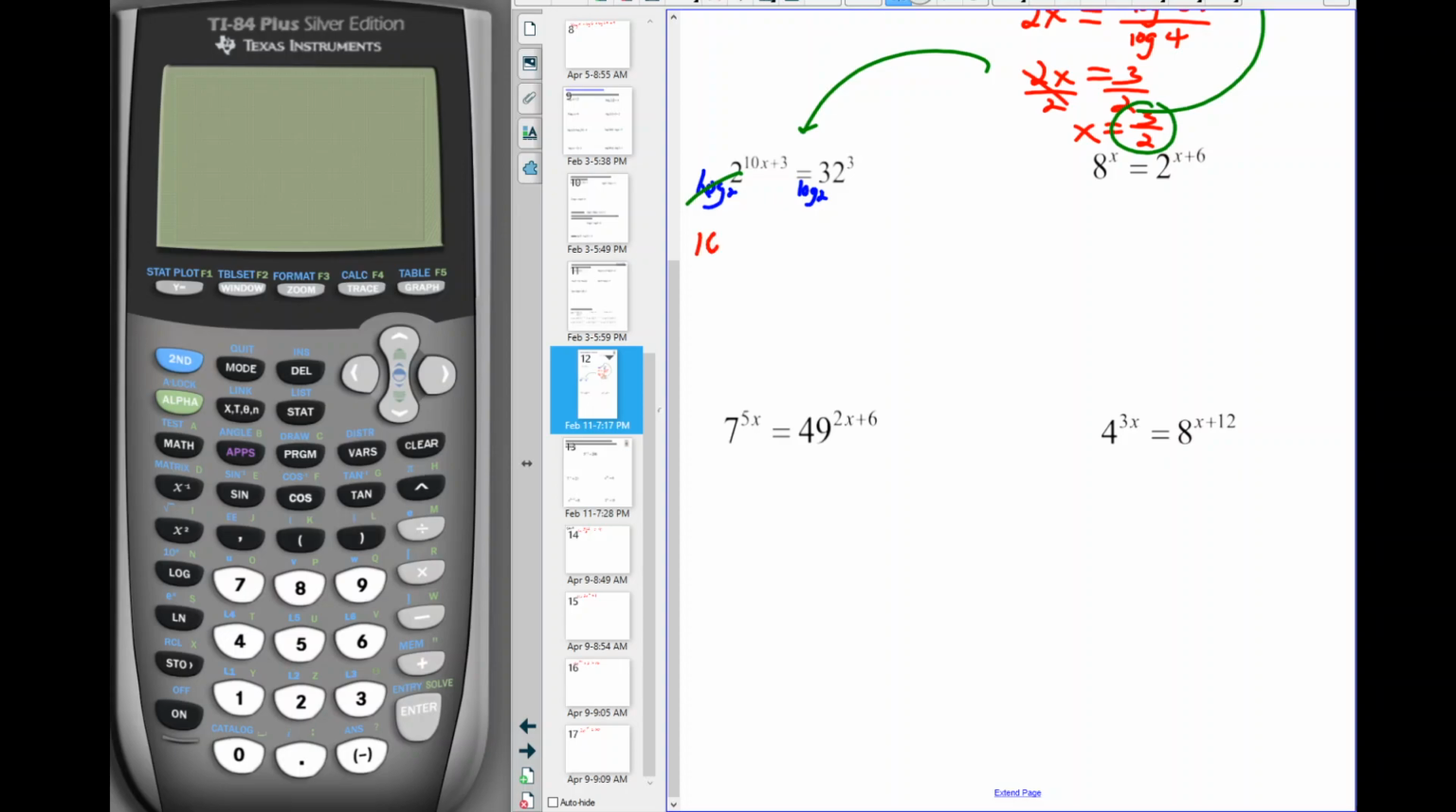Power property allows me to bring 10x plus 3 to the front. Be careful on this side. There's a couple things you could do. I went ahead and just used power property to bring the 3 to the front, and then just left this as log 32 over log 2. But somebody correctly pointed out last period that you could also take 32 to the third power. It's going to be a big number, but then just do log of that number divided by log of 2. That would work as well.